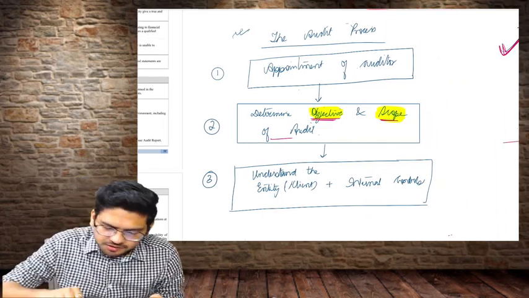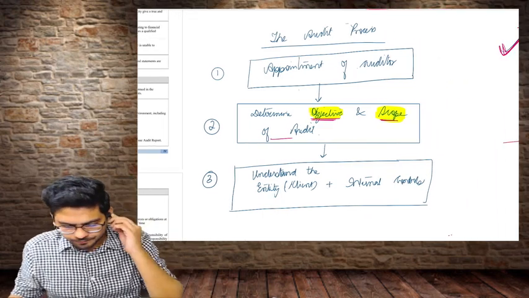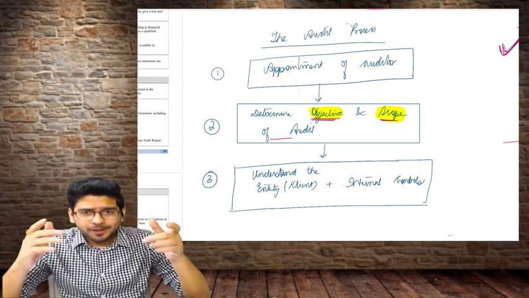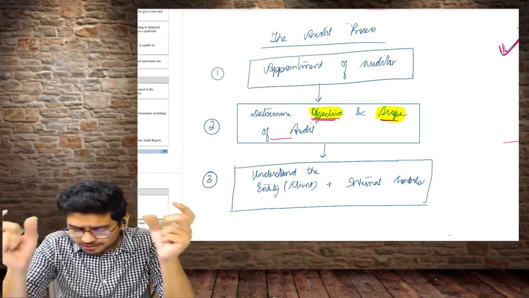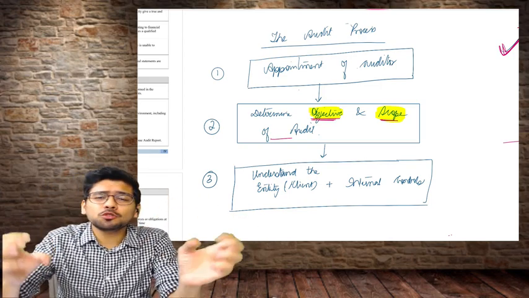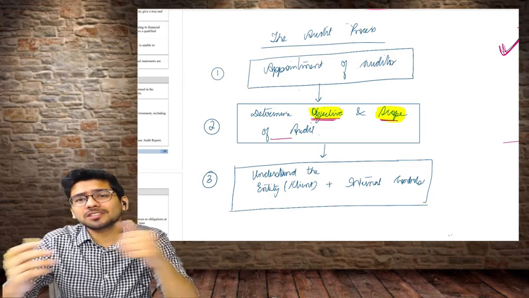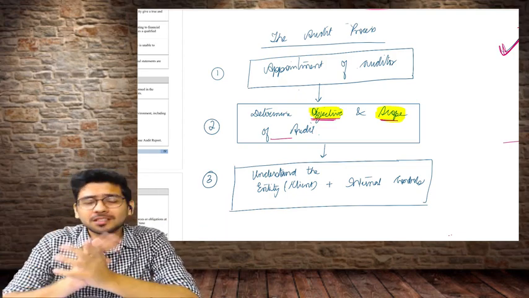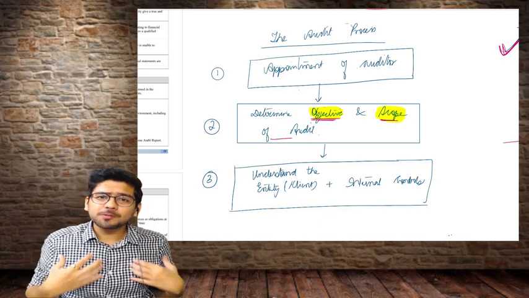Okay, now this is the third step in the audit process. The moment the appointment is done, Divya understands our objective and scope. Now she needs to understand our client. Okay. Now imagine a scenario. I am the management of the company.